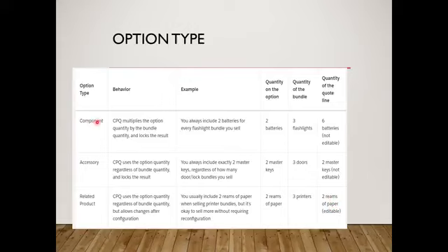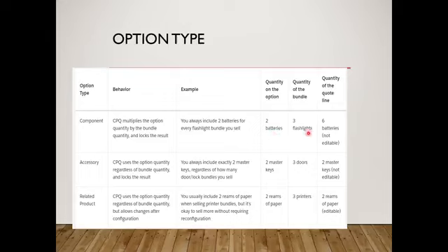Why do we need a component? Sometimes if you are purchasing two actual products, you need to purchase at least... I mean, there can be a combination of option quantity with the bundle quantity, right? If you take the example here, you always include 2 batteries for every flashlight bundle you sell. So if you are selling one flashlight bundle, every time you should take two batteries with that.